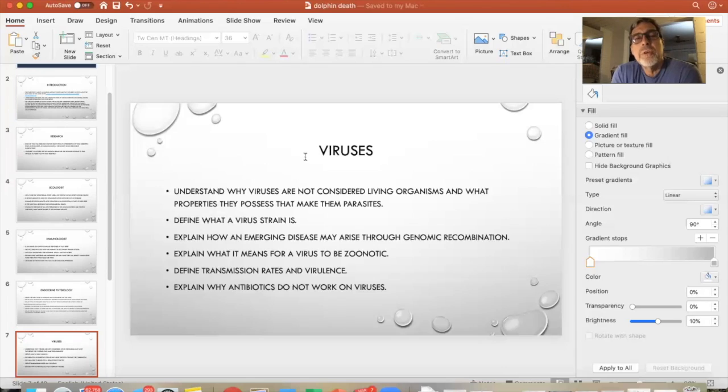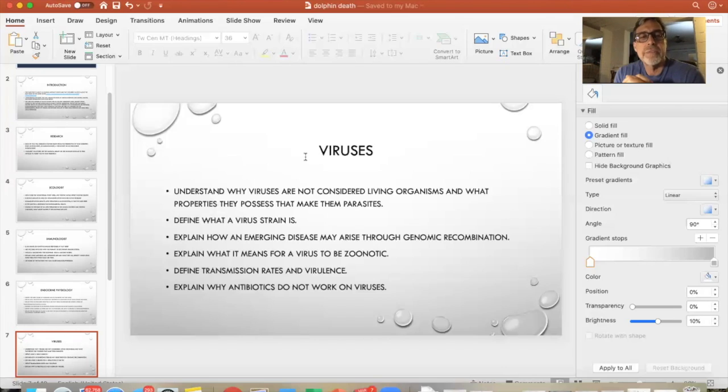By the way, the word zoonotic is interesting. Zoonotic means that it comes from an animal. So a zoonotic virus would come from like a bat to a human. We would call that zoonotic. Or if it goes from dolphins to whales, that would also be zoonotic. It goes across species, right?